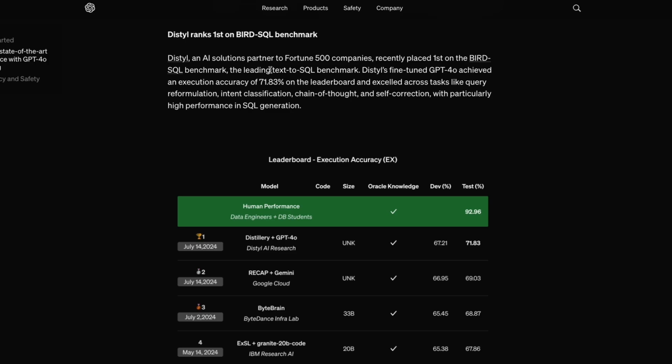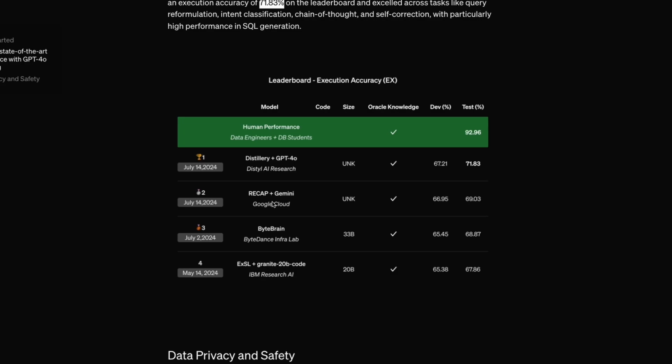Now, text-to-SQL is a hot topic. There are some startups just predominantly doing only text-to-SQL. And what OpenAI is claiming here is that the fine-tuned version of GPT-4o has achieved an accuracy of 71.83% on the leaderboard across different tasks like query reformulation, intent classification, chain of thought, and self-correction. And as you can see here, you've got Gemini in the second position. On the test data set, it has got like 69%, and the fine-tuned version of GPT-4o has got 71.83%.